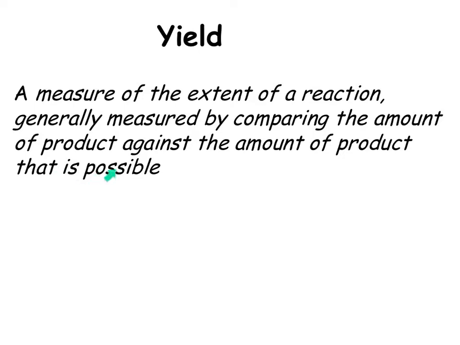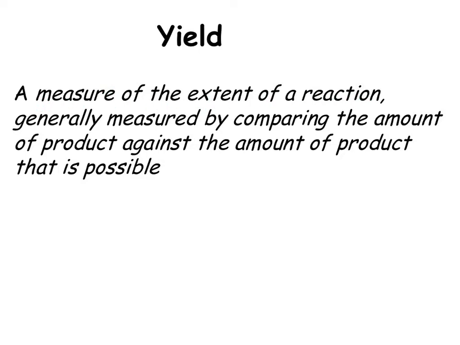that is possible. So your percentage yield, let's say you could get 30 grams of product, but you only get 23 grams of product, then it's going to be 23 out of 30, and you would work out a percentage yield. So the important thing is to realize it's how well the reaction goes forward.